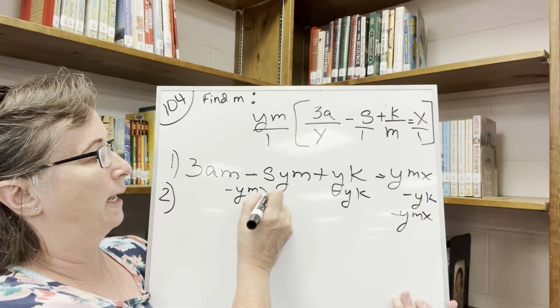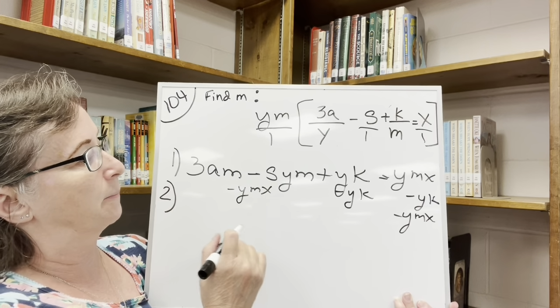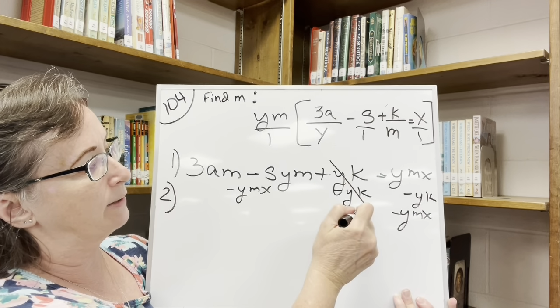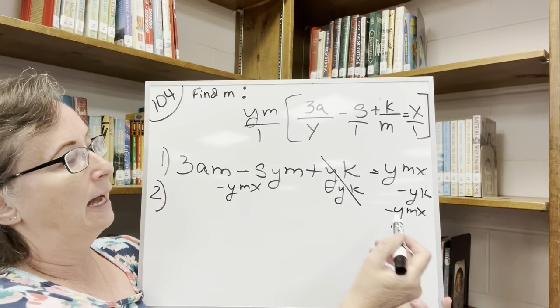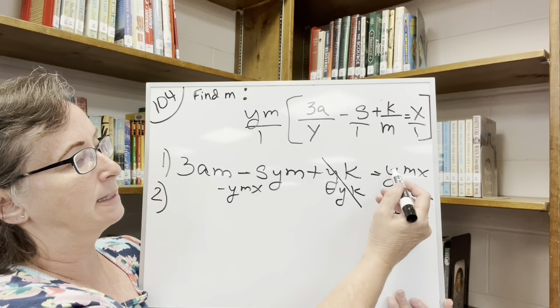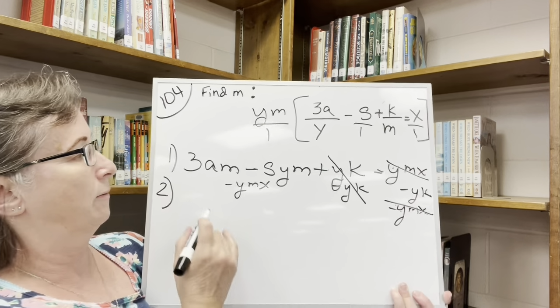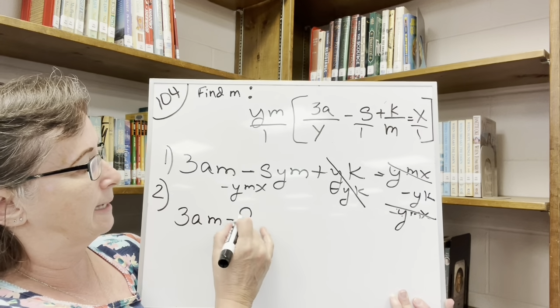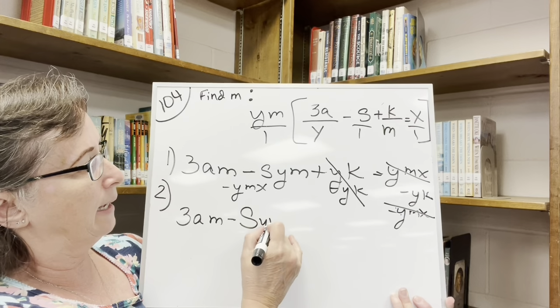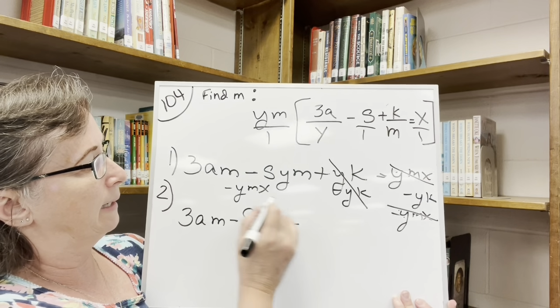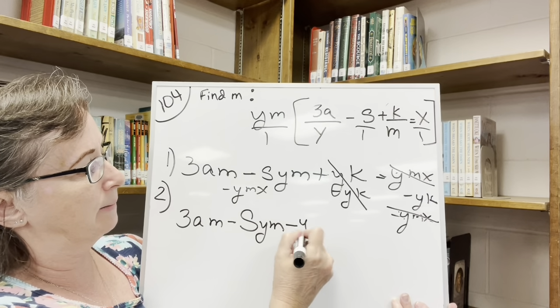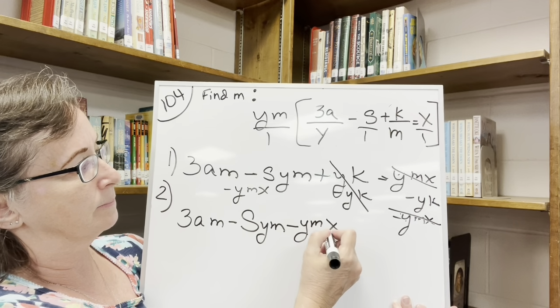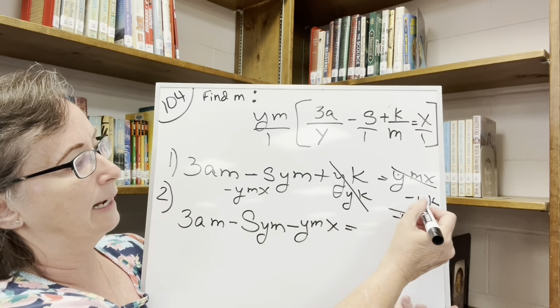ymx. Now I'm going to get it all cleaned up here. So I subtracted the yk, so it's gone. I subtracted the ymx, so that's gone. So now I have 3am minus ym minus ymx equals negative yk.